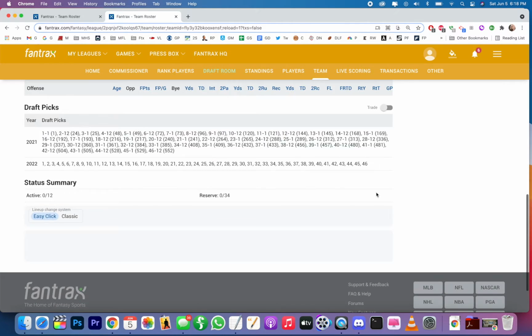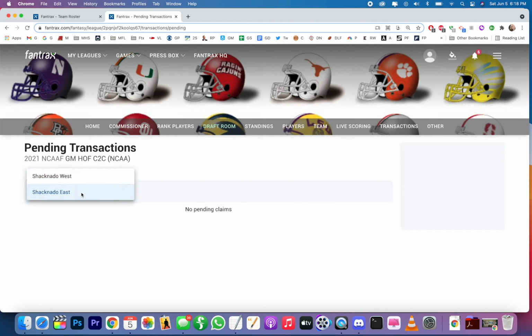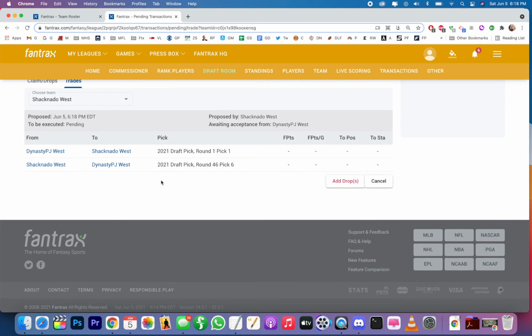And then you just go to pending transactions and see what you got going. Again, over here, Shagnado West. Just flip it to West. Check my pending trades. There's that awesome trade I just offered.